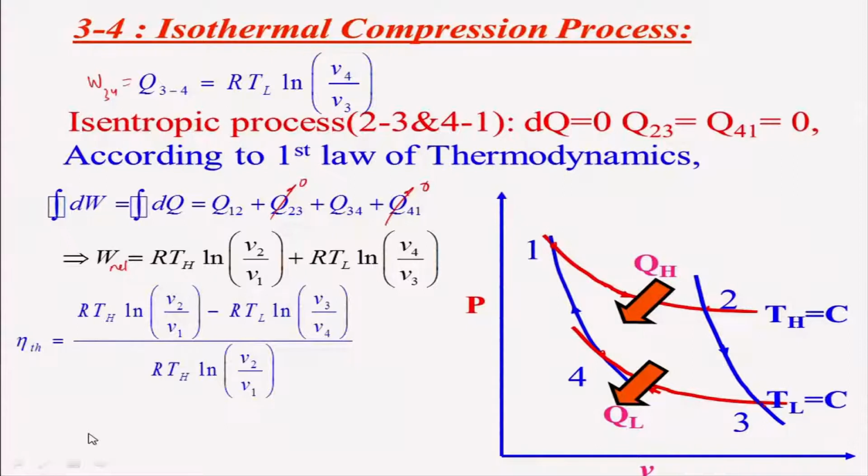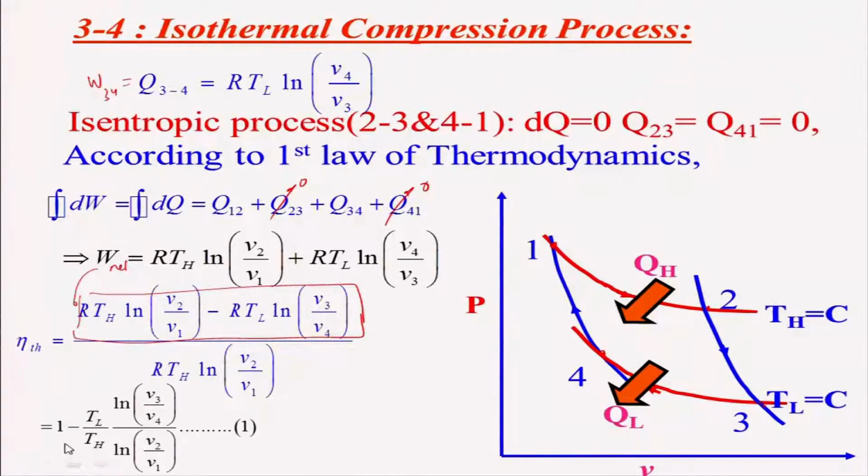If we apply this, we know the thermal efficiency is W net divided by Q_H. We just put in these values: the net work here, divided by Q_H, which is R T_H ln V2 by V1. This and this term get divided, it will be 1, and then I can write the thermal efficiency as 1 minus T_L by T_H, of course R will cancel out, into ln V3 by V4 divided by ln V2 by V1. So this is the thermal efficiency for the Carnot engine.